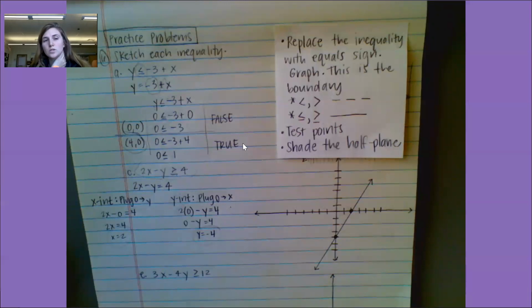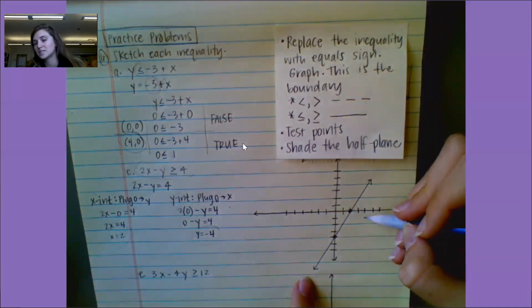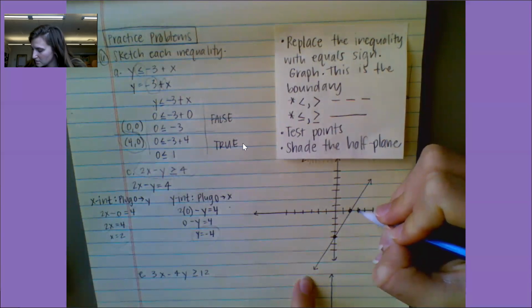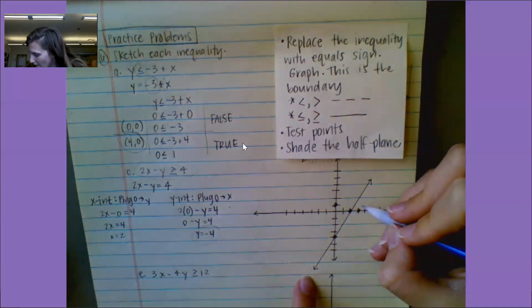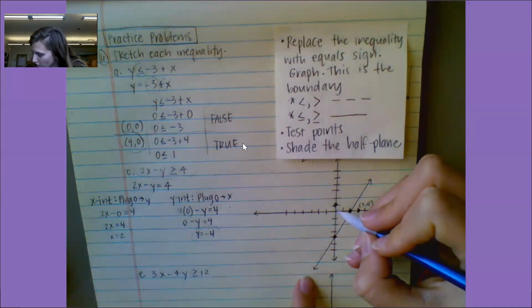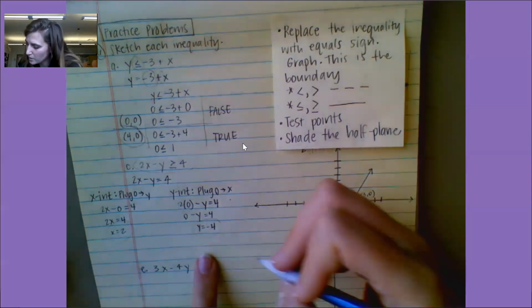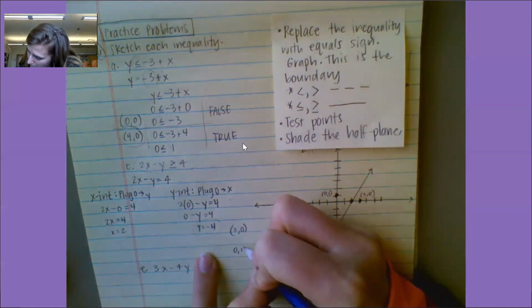Now I need to choose 2 points again, plug them into the inequality, and check to see if they're true so we can decide which half plane we're going to shade. Again, we need to choose something on this side of the line and on this side of the line. So over here we have 3, 0, and over here we have 0, 1.